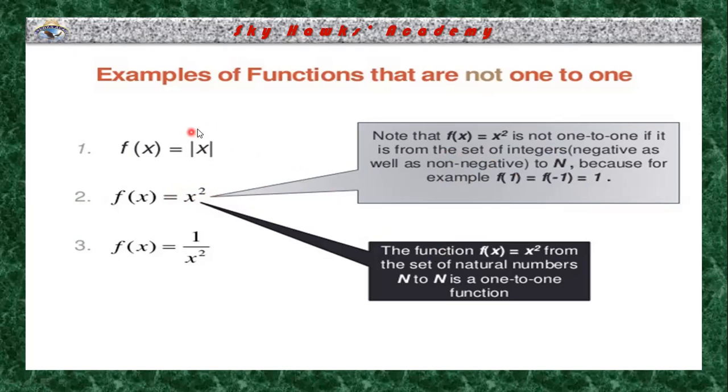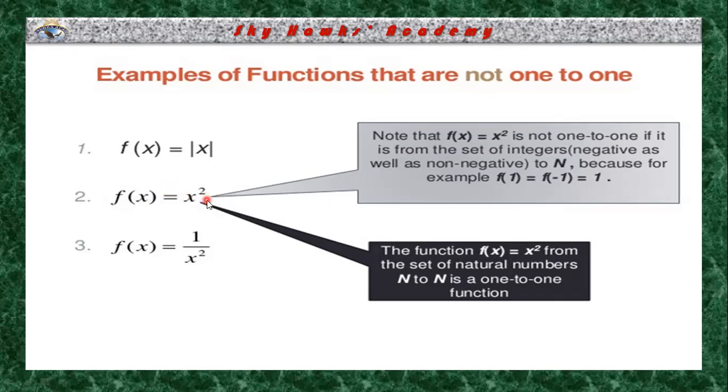And why is this not 1 to 1? Because the modulus value also contains negative and positive values. So you can take two values for the modulus, either negative x or positive x. So all the modulus functions are not 1 to 1. All the square functions, all the quadratic functions, if their domain is not mentioned, or if their domain is the integers, you can take the negative values.